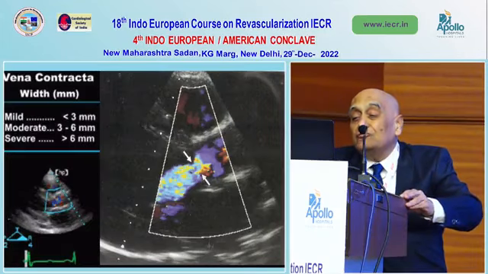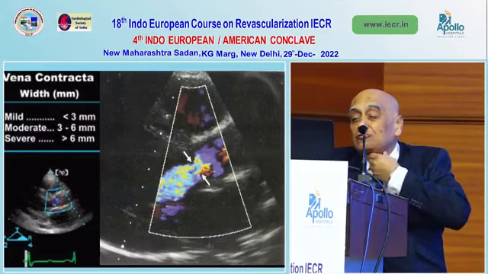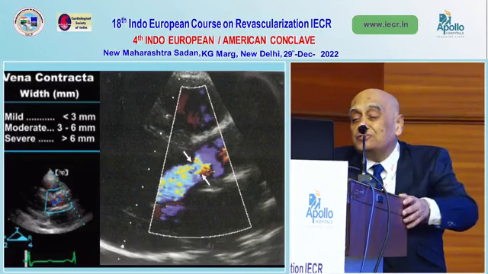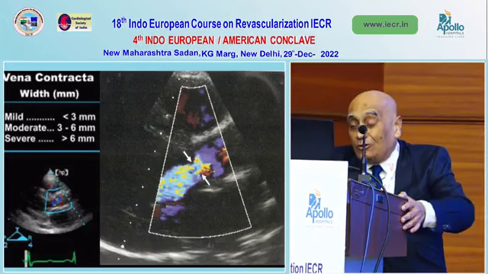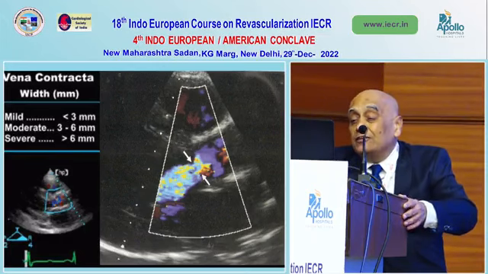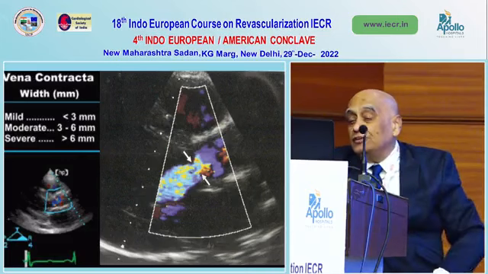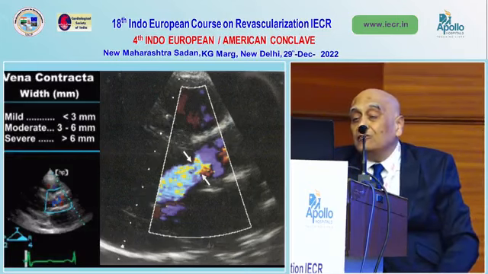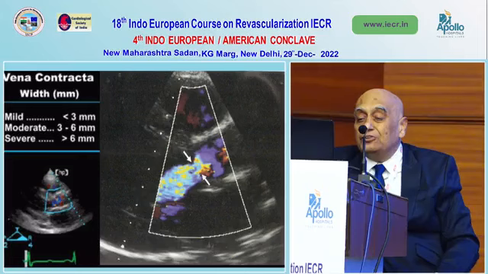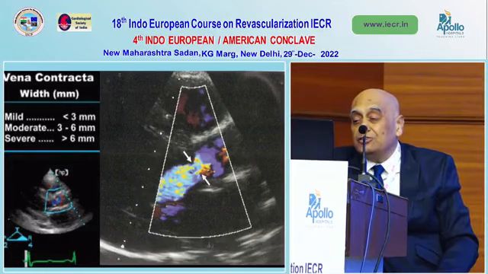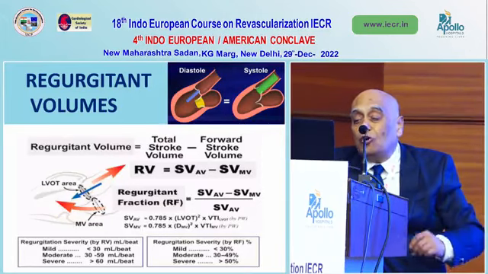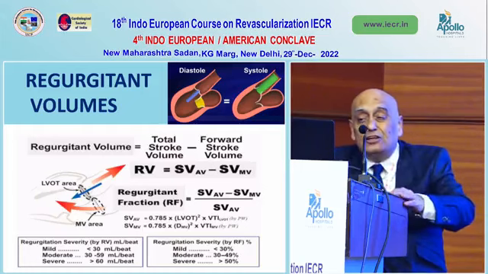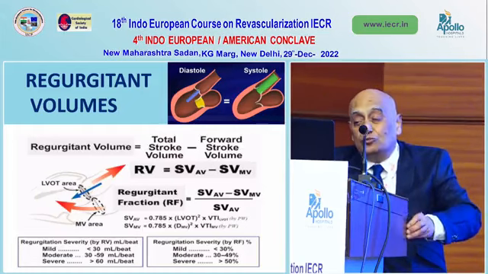So this is the vena contracta, which is the narrowest portion of the jet as it escapes across the aortic valve into the LVOT. So you take the width of the aortic regurgitation. Mild is less than 3 millimeters, moderate is 3 to 6 millimeters, and severe is more than 6 millimeters of vena contracta. And similarly we can use the Doppler methodology to calculate the regurgitant volumes.